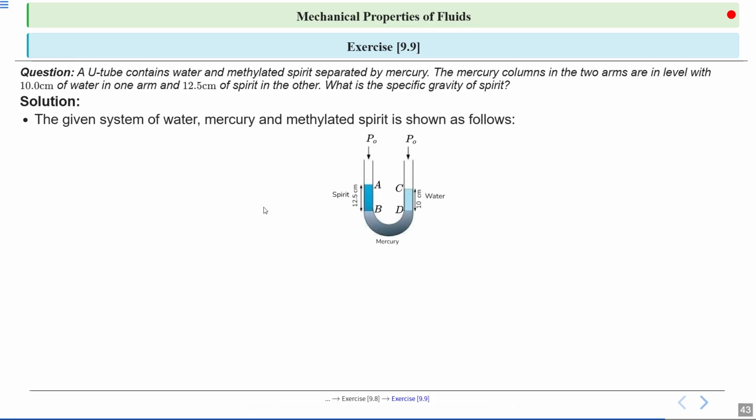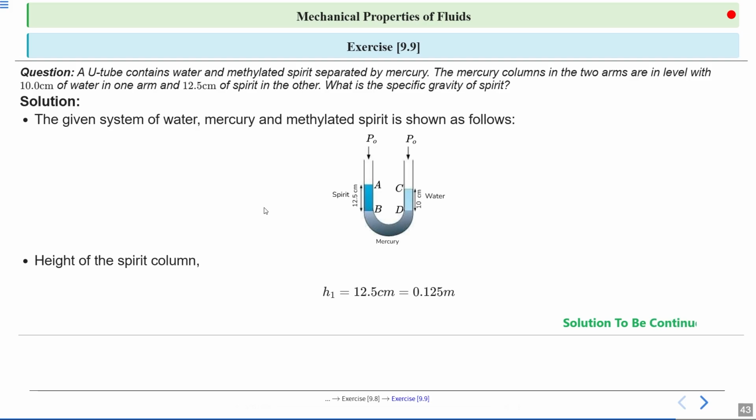The given system of water, mercury and methylated spirit is shown as follows. Here the height of the spirit column is 12.5 cm. In meter it will be 0.125 meter. Always remember to use SI units in calculations to keep things consistent and avoid mistakes. Here the pressure at this column is P naught and in this column is also P naught. Spirit is 12.5 centimeter, AB, and CD water is 10 centimeter.